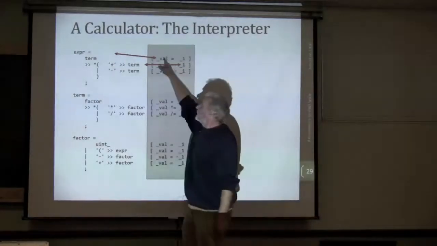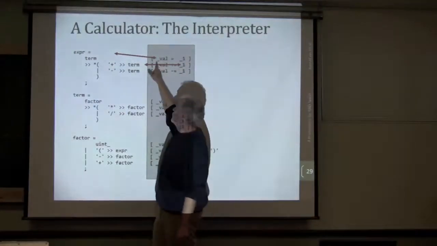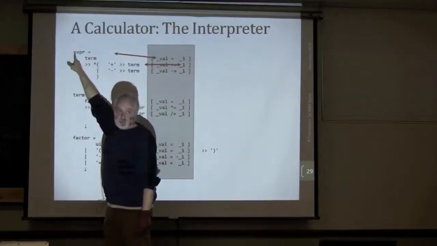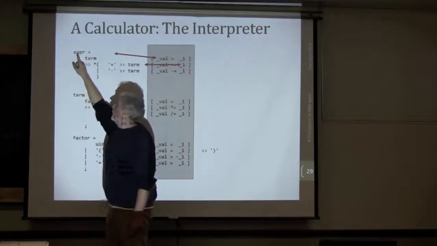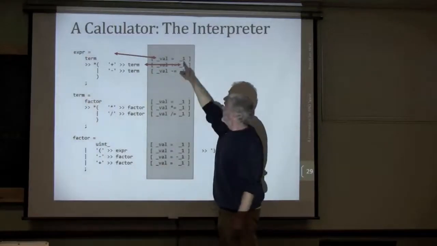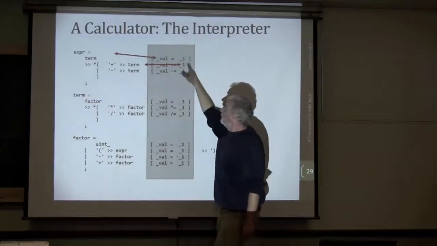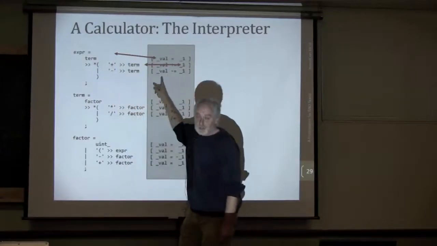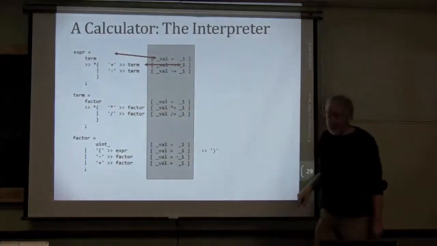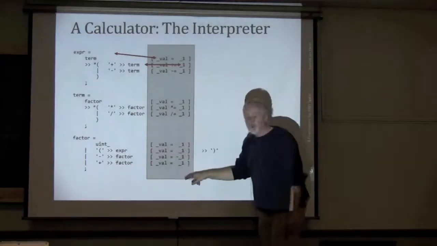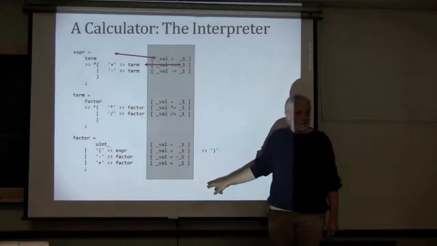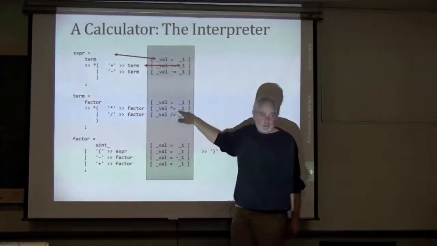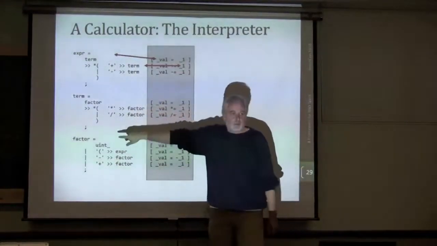So underscore val is a placeholder which refers to the attribute of the left-hand side of my non-terminal, whereas underscore 1, 2, 3, 4 refer to the attributes of the parsers this thing is attached to. Make sense? And if I do that for everybody, what I get is a calculator. It not only matches the input, but it uses the values it matched and calculates the result.